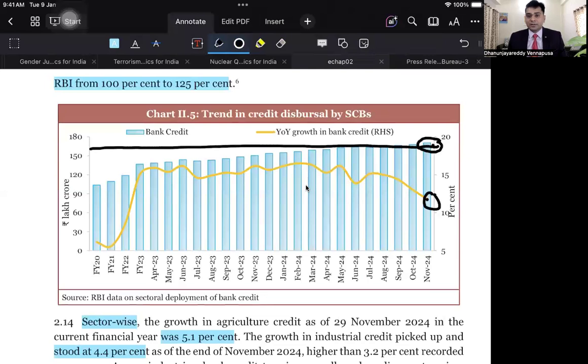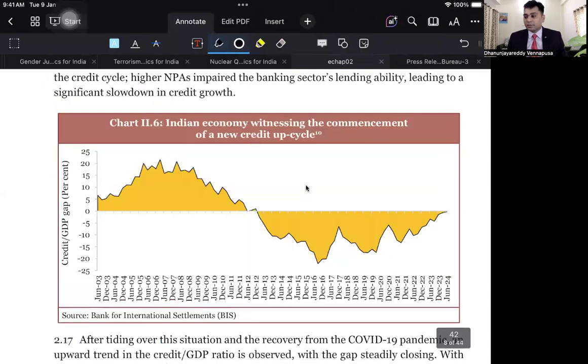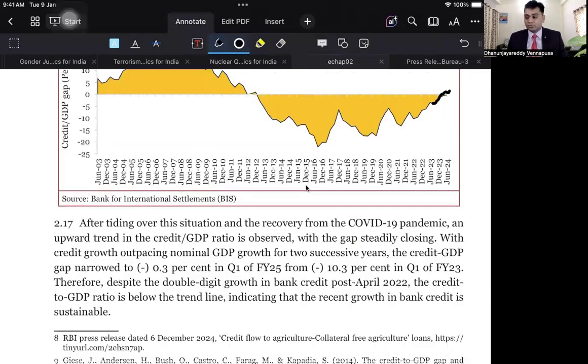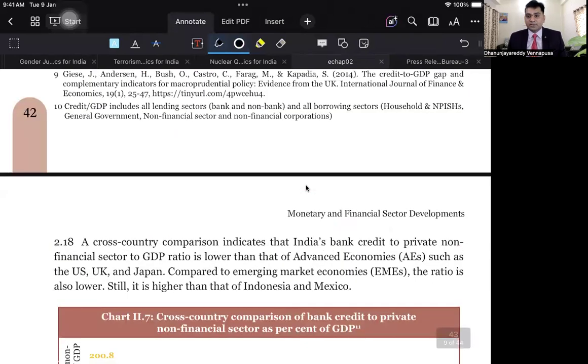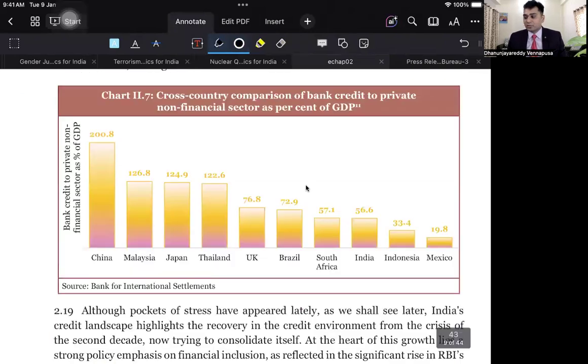Next, the Indian economy is witnessing a new credit upcycle. The credit upcycle means again the banks' credit is going up, and this is a new cycle that we are seeing. So that is one positive thing for the economy. As far as credit to GDP is considered, India is positioned at 8th place in the world as far as the banks are giving the money. China is the top country giving the maximum amount of credit to the private sector, followed by Malaysia and Japan. China, Malaysia, Japan are the three. India is the 8th country here.